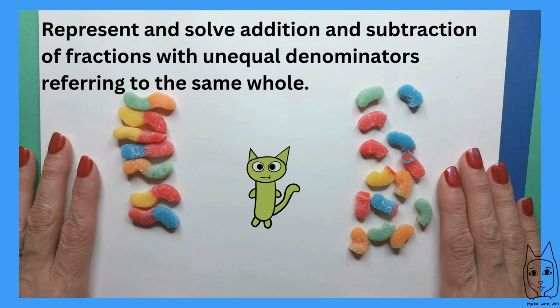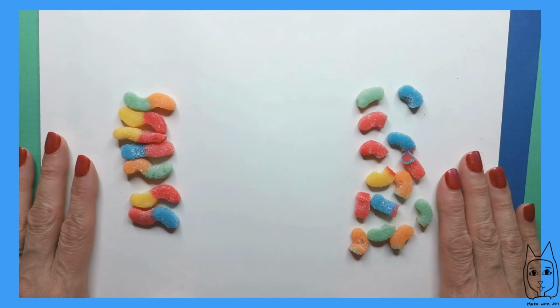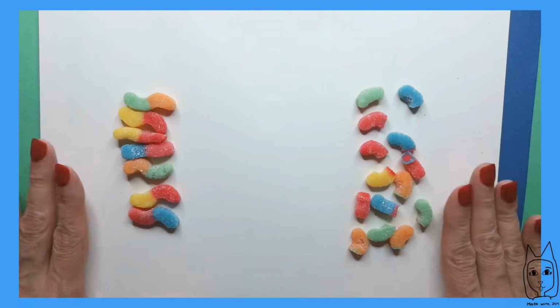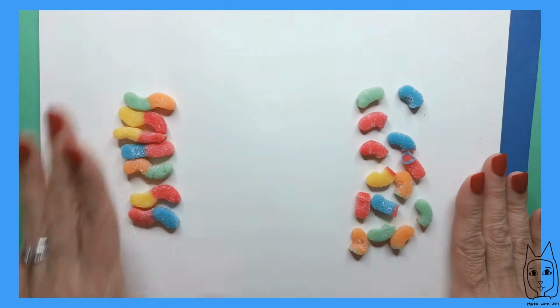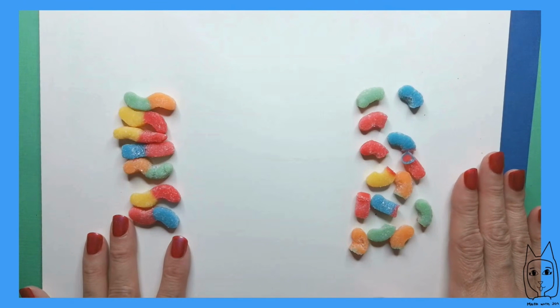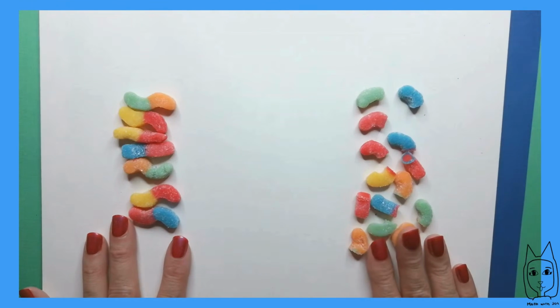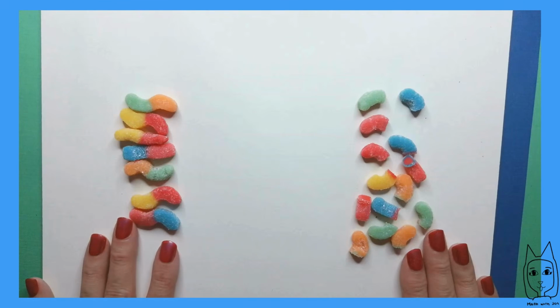In this video, we are going to represent and solve addition and subtraction of fractions with unequal denominators referring to the same whole. First thing to understand when adding and subtracting fractions is that it's very important that your fraction is representing the same whole. Here I have one pack of gummy worms and I have another pack of gummy worms. They're both representing the same whole.